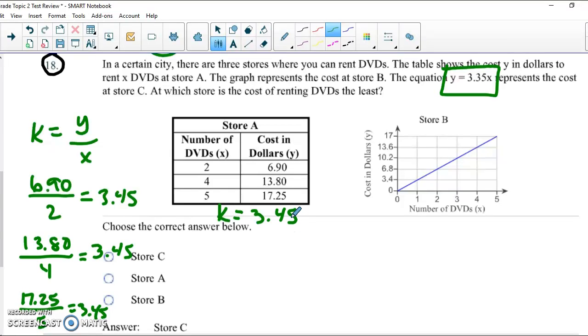Let's look at store B with the graph. So my constant is going to be the ratio of all of these points, Y to X, but it's easiest to look at my unit rate and find that constant. So for every 1 DVD, I'm going to pay $3.40. So my constant in this case is $3.40 per 1 DVD. So far, store B is cheaper.